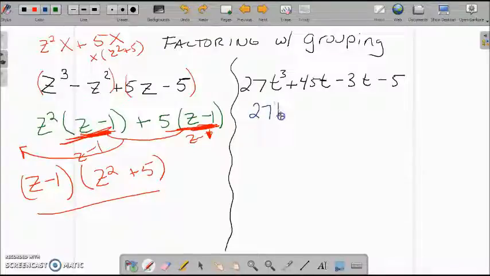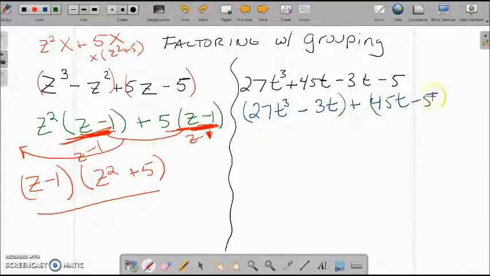So I'm going to do 27t cubed minus 3t, and then I'm going to do plus 45t minus 5. So all I did was I rearranged these. I put the negative 3t over here and the 45t over here. They just switched places, okay? Which is fine because you can add in any order. And I know there's a subtraction sign here, but I just added a negative. So this is like plus negative 3t, so I'm fine. So I'm going to group this together and this together.